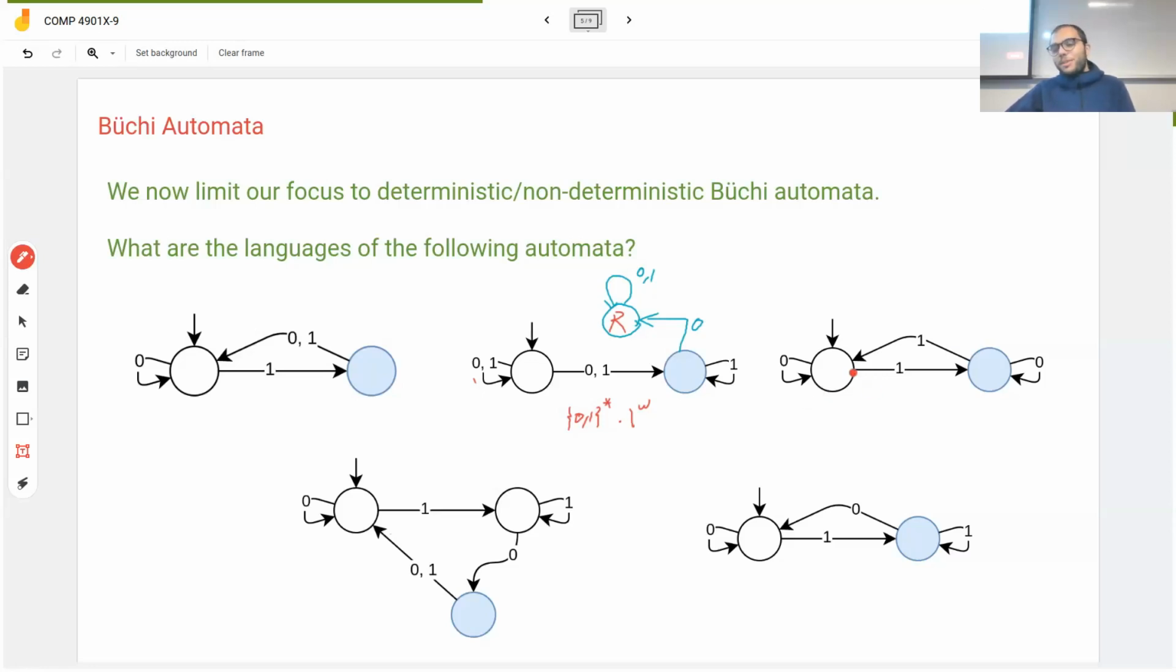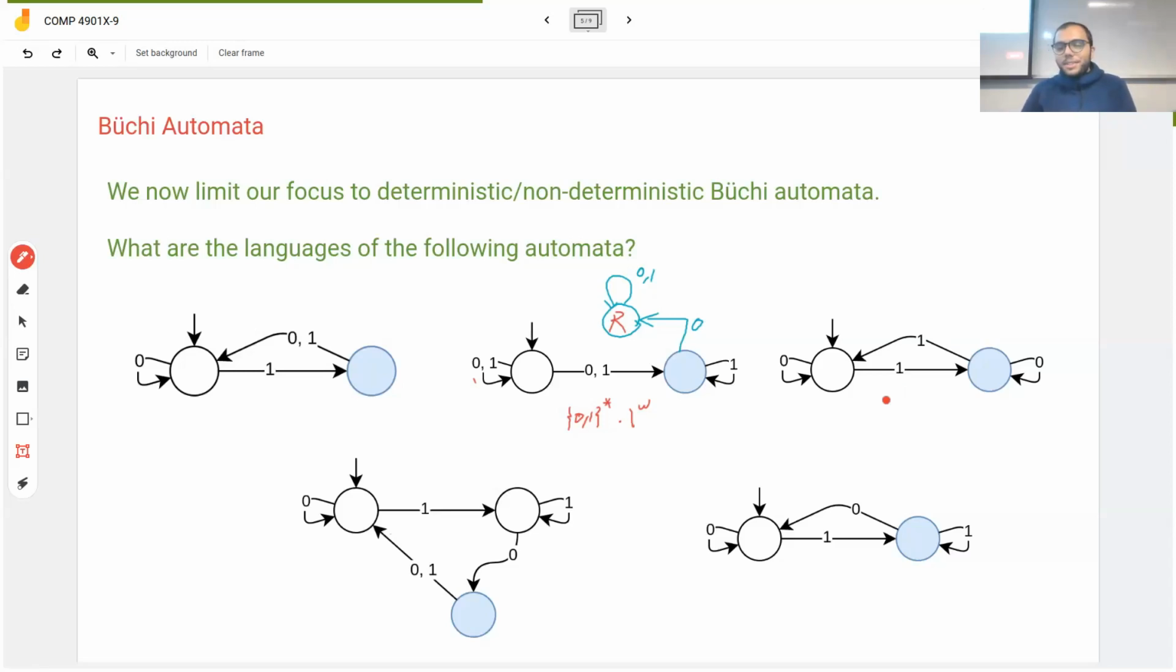Because the first time I read a 1, I go to the right. The next time I read a 1, I go back to the left, and so on. So if I have finitely many ones, I have to make sure that I end up on the right so that I stay there forever and then I get accepted. And the only way for that is to have an odd number of ones. This automaton accepts all the strings that either have an odd number of ones or an infinite number of ones.